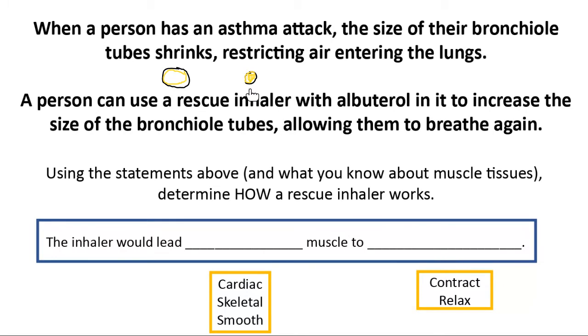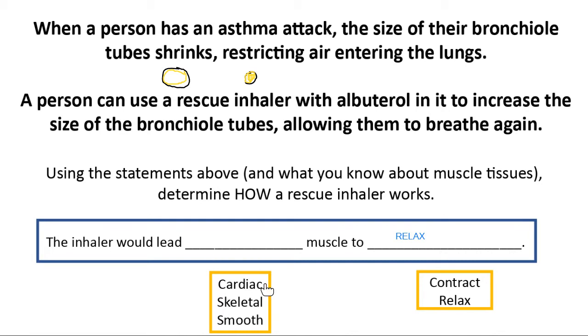If we're going from my little tiny airway to this much larger airway, which is what albuterol does, going from little tiny to much bigger, would that mean my muscles contracted or relaxed? Yeah, that means my muscles are relaxing. So the job of albuterol is to get some muscles to relax. If they relax, the space opens up. There's more room for air to pass through.